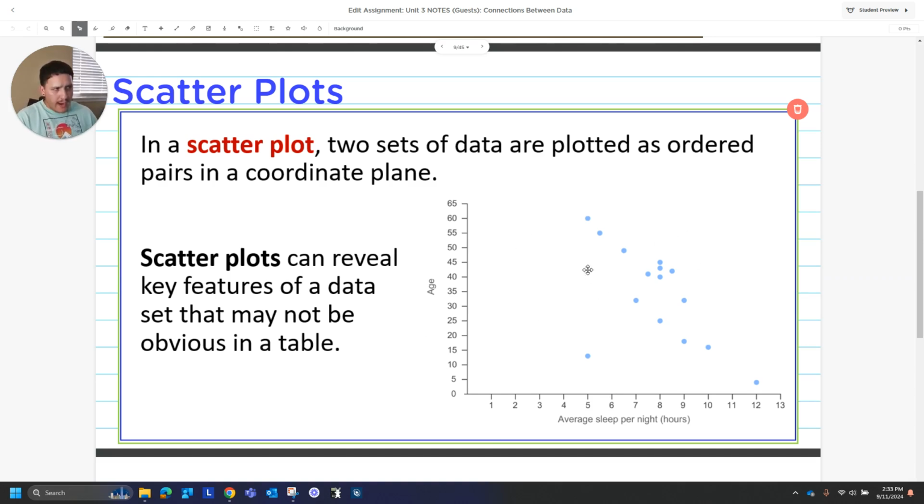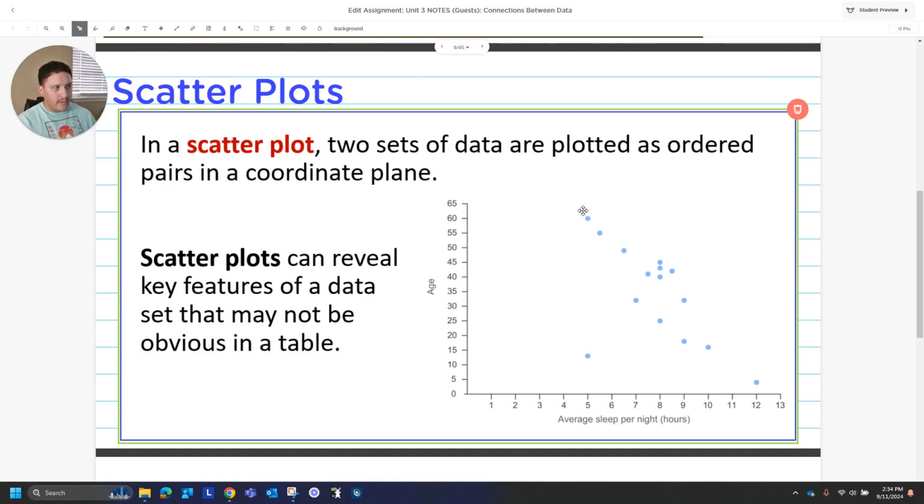On the graph to the right, you can see the x and y axes are two different types of numbers. The x-axis is the average sleep per night in hours, and the y-axis is the age of that person. And the trend that you can see from the scatter plot is that as the number of hours increases, the age decreases, meaning that the younger you are, the more you sleep. The older you are, the less you sleep per night. So we can look at these things and determine the patterns of the data set.